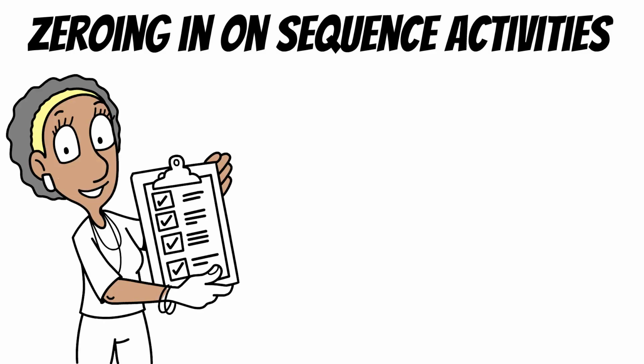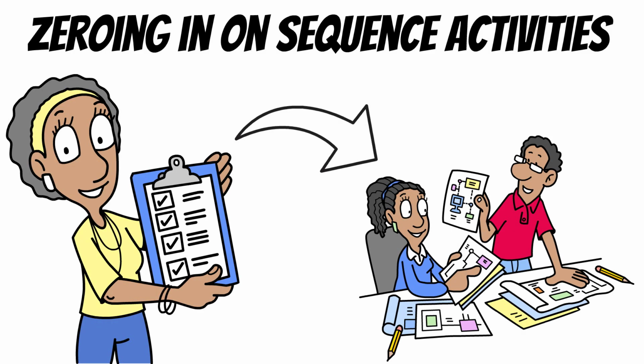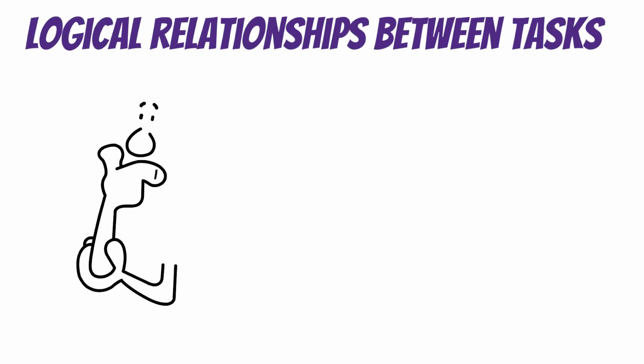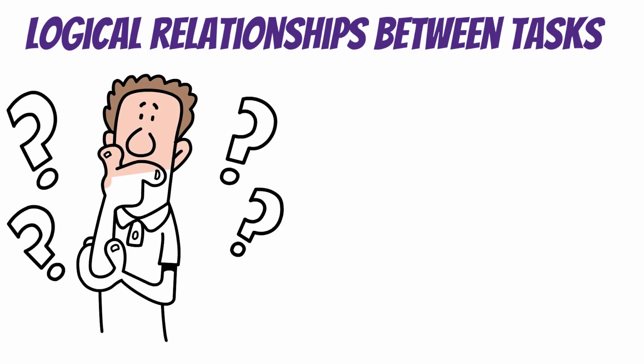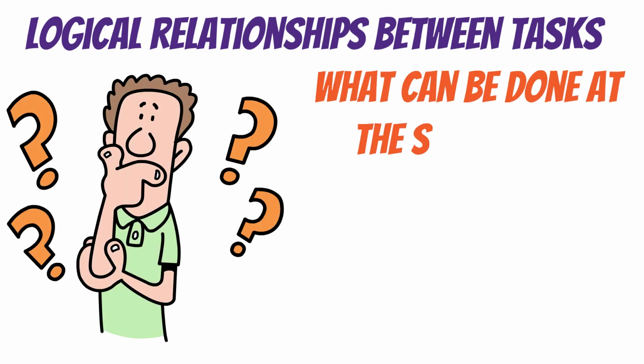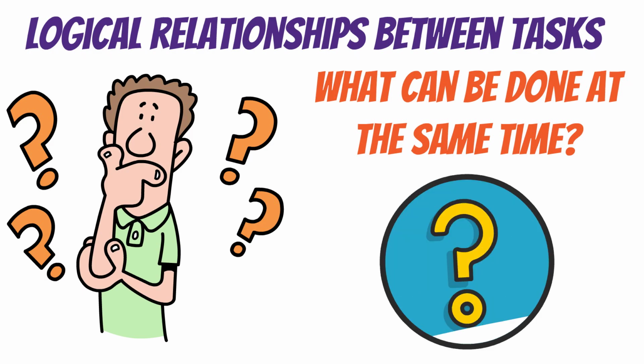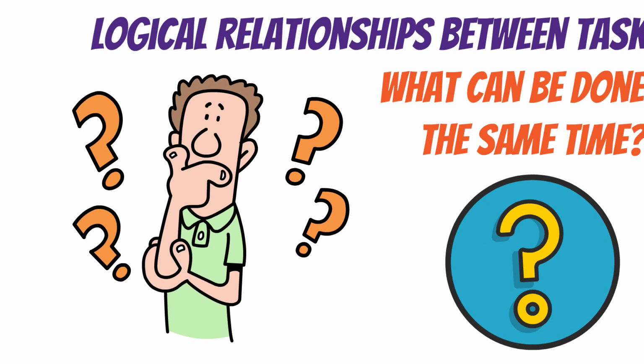So today we're zeroing in on sequence activities, which is the process of taking our list of tasks and organizing them. In this process, you determine the logical relationships between tasks. You'll ask questions like, what needs to happen before something else can start? Or, what can be done at the same time? What's dependent on what? This step lays the groundwork for a real-deal project schedule.